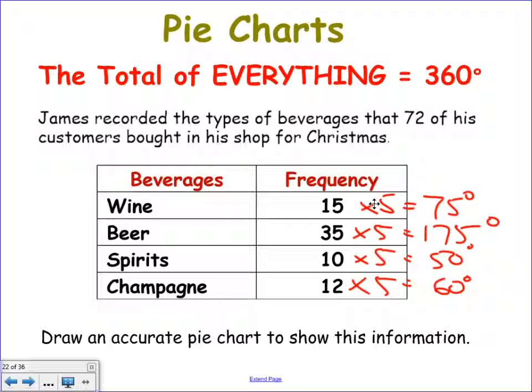Okay? So what do you do next to plot your pie chart? So, to plot your first angle, anybody struggling with plotting angles? The centre of your protractor goes to the centre of your circle. Your reference line, your zero line, goes down the line of reference.